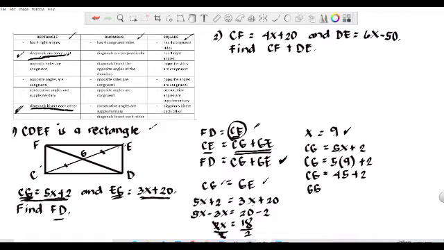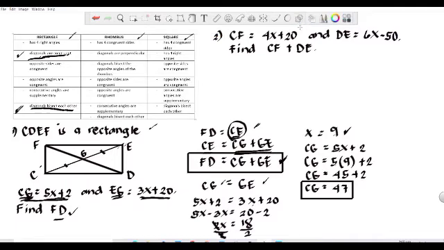So therefore CG is equal to 45 plus 2. That is equal to 47. So ang CG natin ay equal sa 47. Okay? So again, we have to find FD. Okay? And FD is equal to CG plus GE. So gagamitin natin tong equation na to solve for FD.